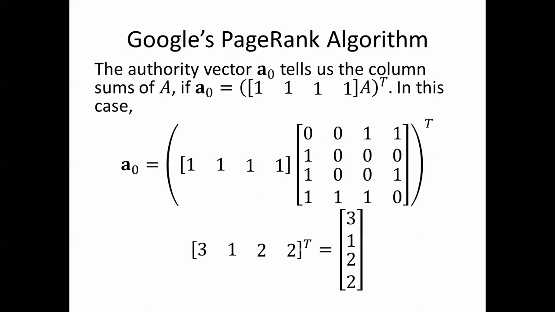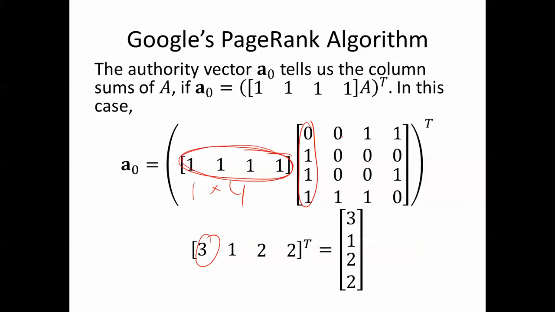The authority vector tells us the column sums of A. So this will help us to figure out which is the greatest authority, which one gets referenced the most. We let A0 equal the row vector 1, 1, 1, 1 times A, and then take the transpose. In this case, 1, 1, 1, 1 times our matrix A. Well, let's see. This is a 1 by 4 matrix. So you take this row and this column, and when you do that, you end up with 3. Take the dot product, you end up with 3.